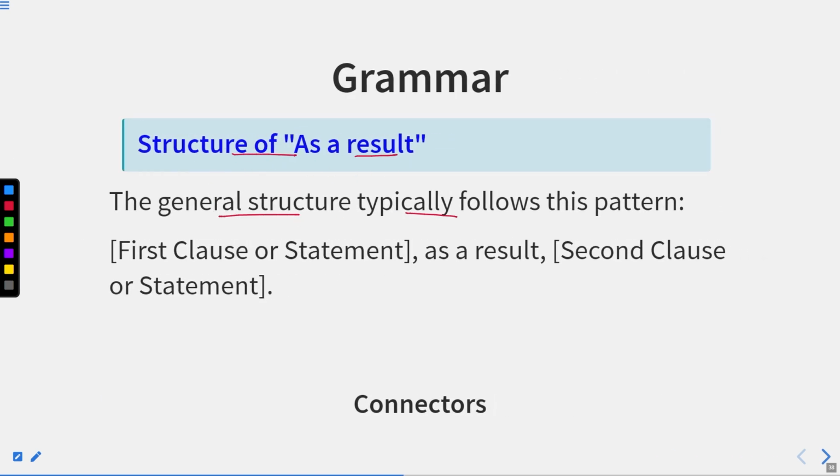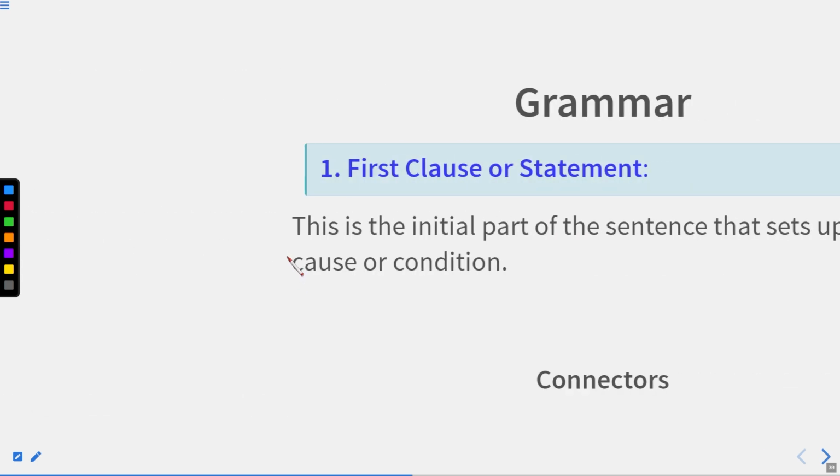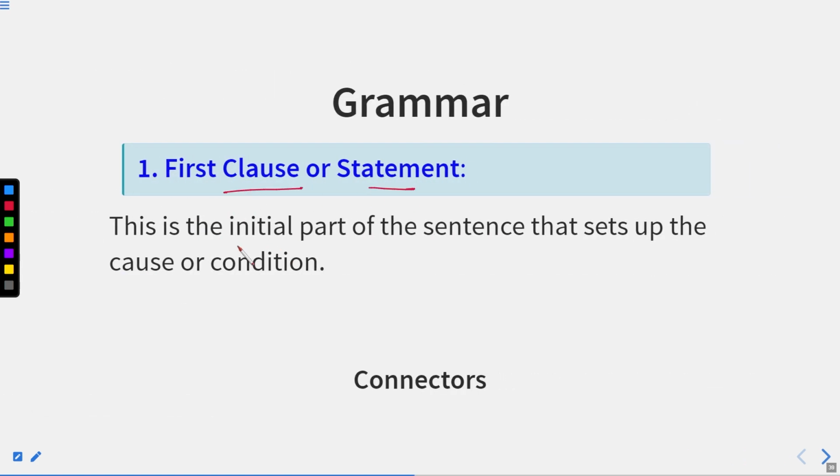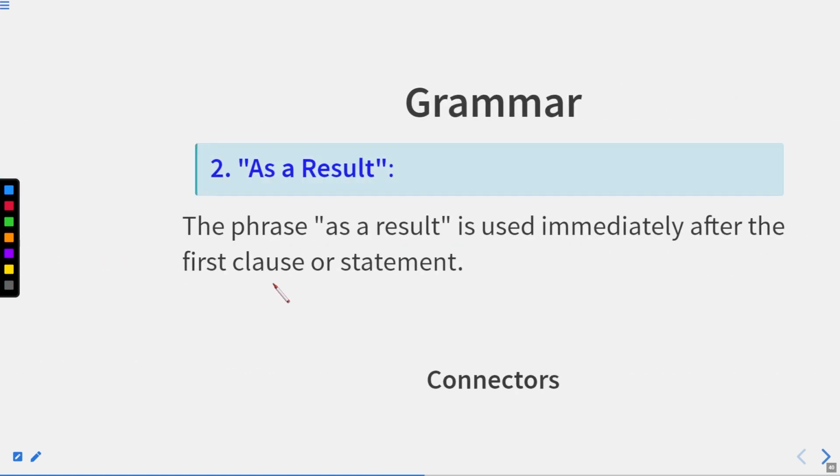Now, structure of as a result. The general structure typically follows this pattern. First of all, we have first clause or the statement. Then we have as a result. Now, we can also have and over here. Then we have the second clause or statement. First clause or statement: this is the initial part of the sentence that sets up the cause or condition. After that, we have as a result.